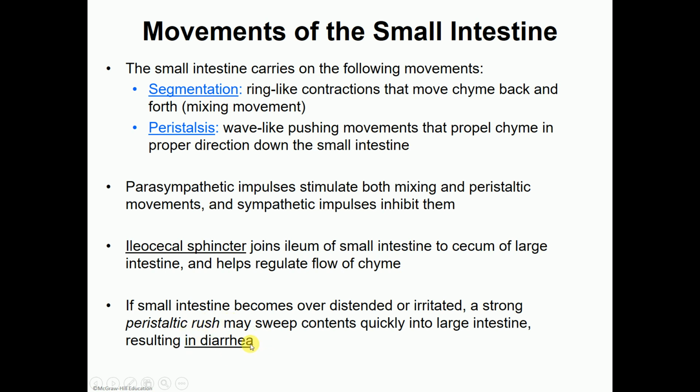We pretty much all of us have had diarrhea before, so it occurs either due to overdistension of the small intestine due to overeating, or maybe due to irritation by a bug. And that will lead to a very strong peristaltic rush, which means that the chyme is going to pass through the small intestine really fast, not giving it enough time to absorb the water and all of the nutrients, and that will pretty much push it into the large intestine, through the large intestine, out of the body, and we experience that in the form of diarrhea.